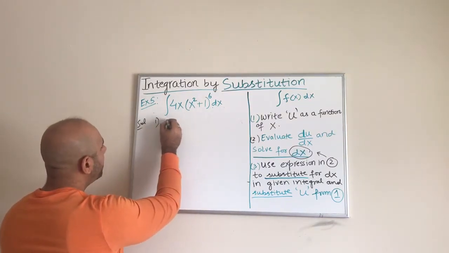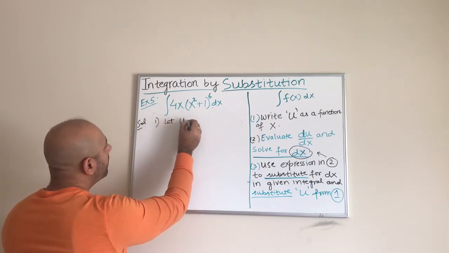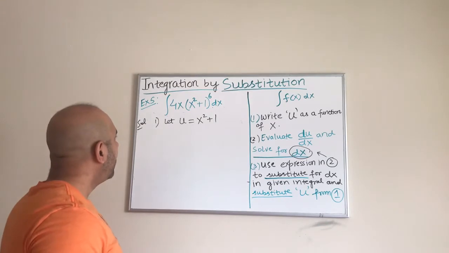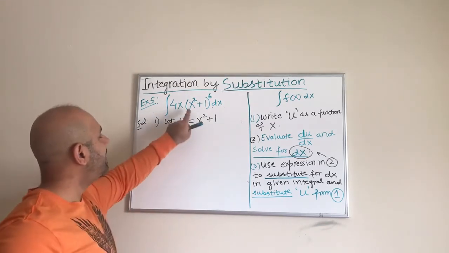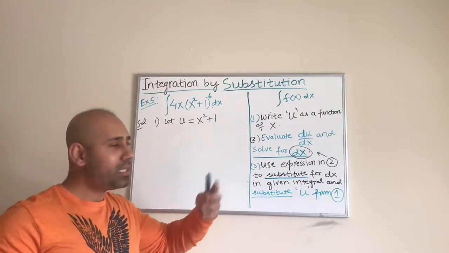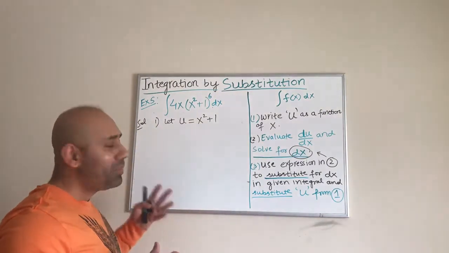So step number 1 is we're going to say let u equal x squared plus 1. Okay, that is step number 1. And we chose this because this has a power and this is more complex. Okay, it's like a composite function, a combination of several functions. So we like to start from that.